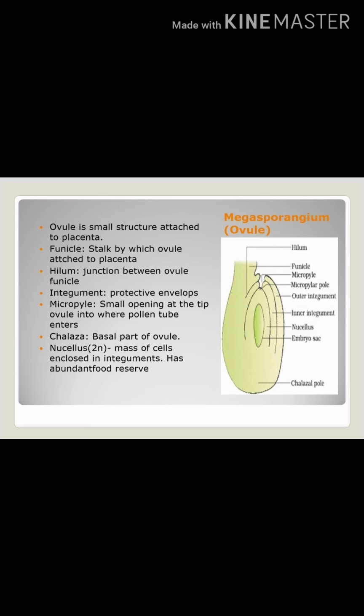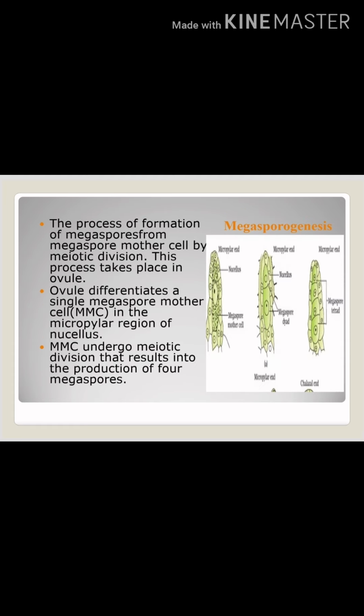Integument is the protective layer, and the micropyle is a small opening where the pollen tube may enter. The chalaza is the basal part of the ovule, and the nucellus is the diploid mass of cells enclosed in the integument, the protective layer.